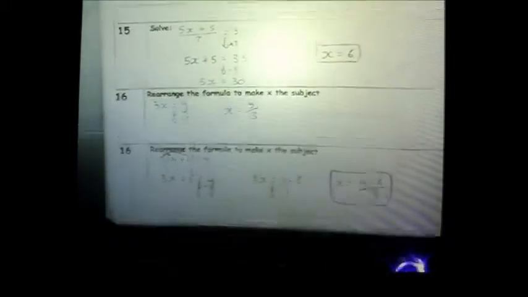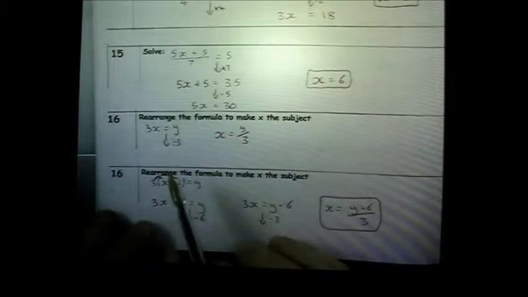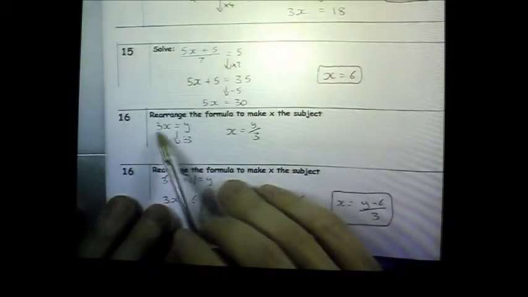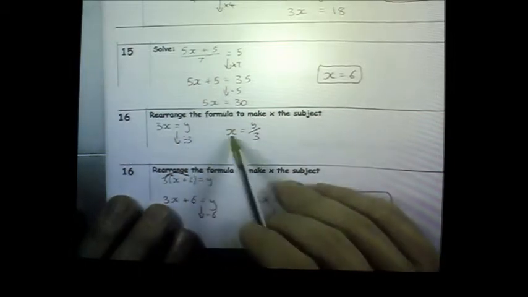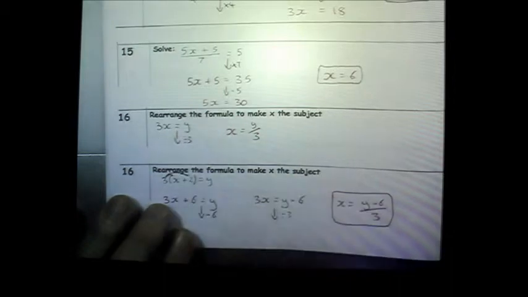Rearrange the formula to make x the subject. Okay, so you want to get x on its own, basically. This first one's dead easy. A bit like solving the equations, this. You want to get x on its own. What's happening to x? Ask yourself. Well, it's been times by 3. Okay, what's the opposite of times by 3? Divide by 3. There you go. So x equals y divided by 3, because you've divided both sides by 3.